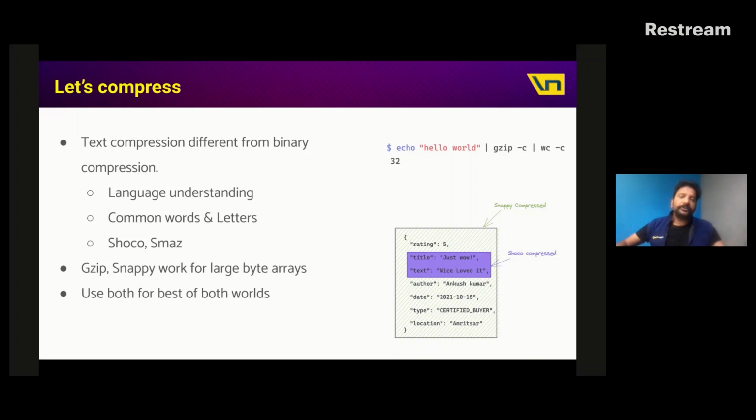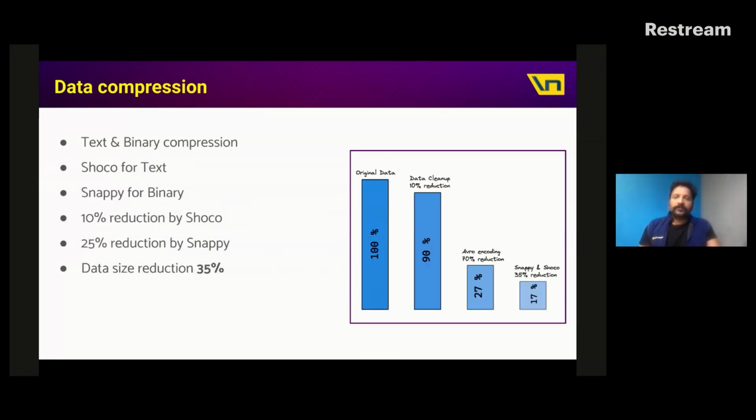Now, we wanted to use the best of both worlds. So what we did was we used a combination of both. We used Shoco for text compression, and we used Snappy for binary compression. And we were able to get a combination of both of these. The overall reduction from Shoco came to 10%, and Snappy came to 25%.